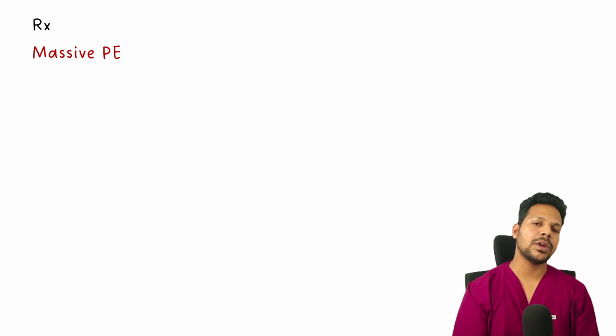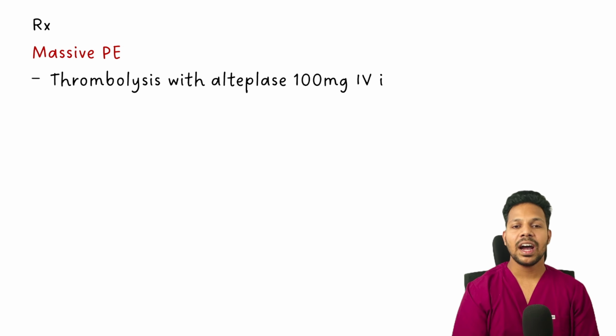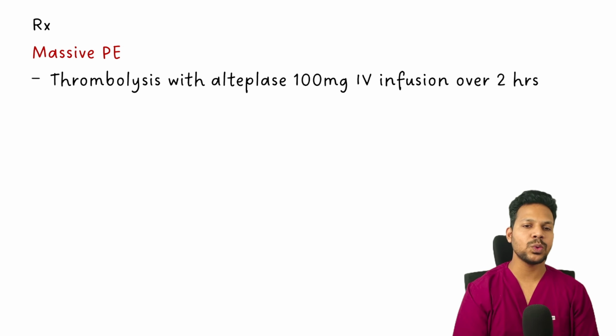Now let's look at the treatment. If the patient is having a massive pulmonary embolism, straightaway go ahead with thrombolysis with alteplase 100 milligrams IV infusion over 2 hours.